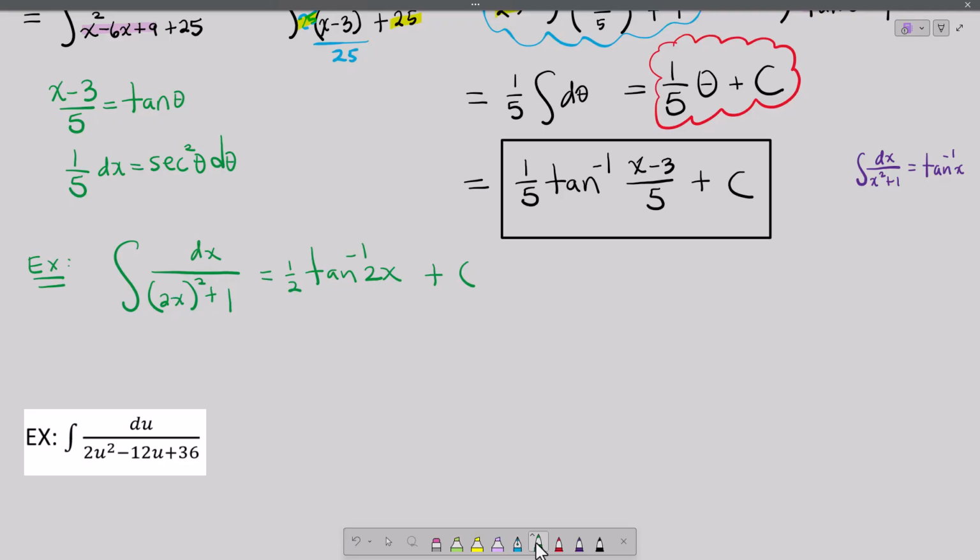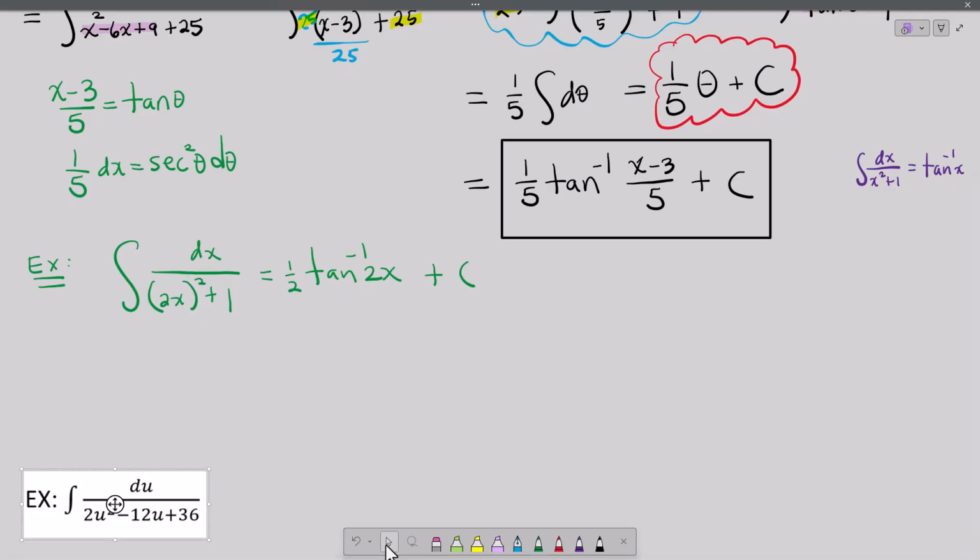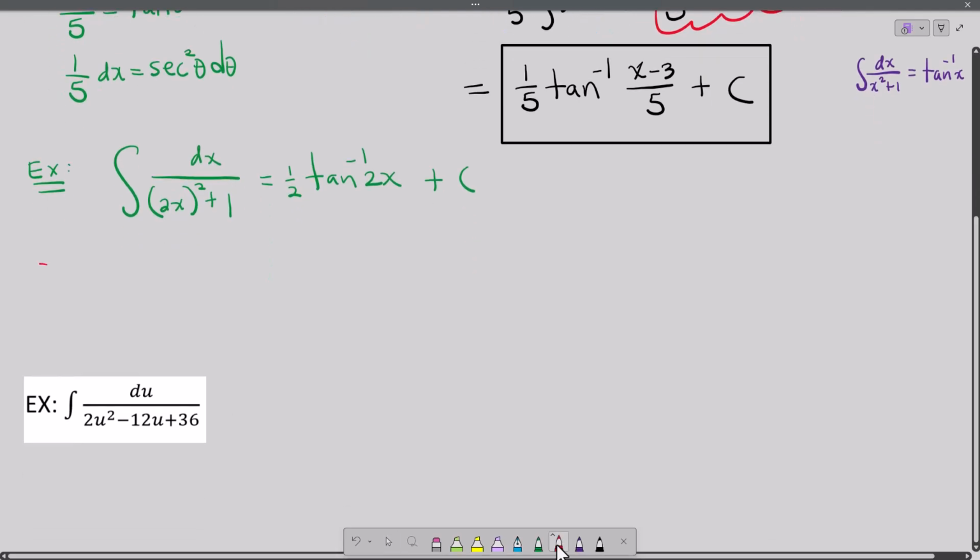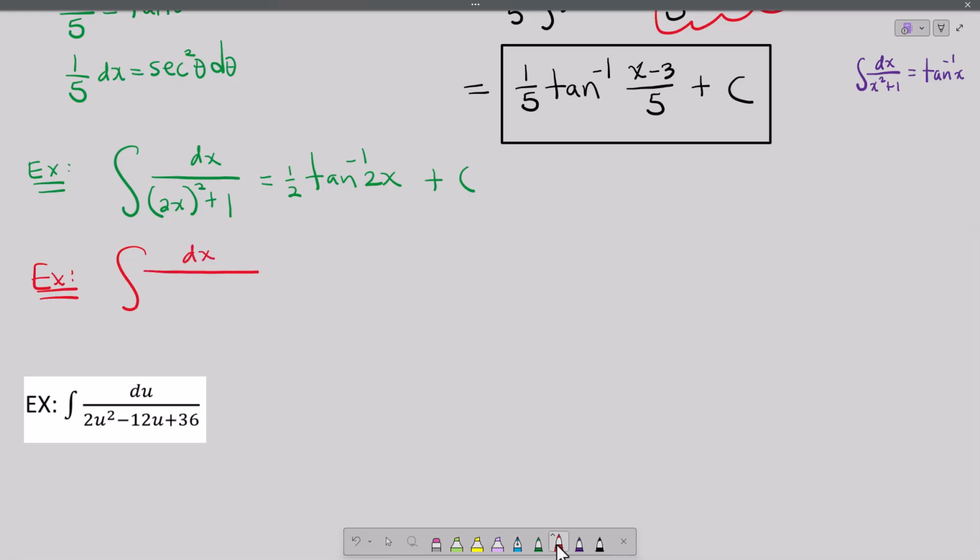If that quantity had a non-1 in it, let's suppose you had something like this. So you all try this one. What if you had something like x squared plus 36? So go ahead and do that one.